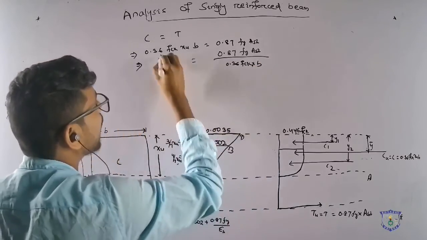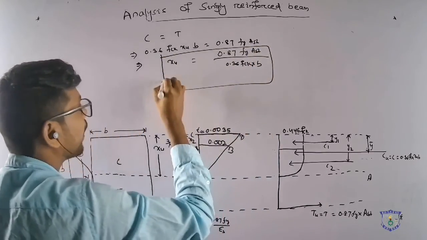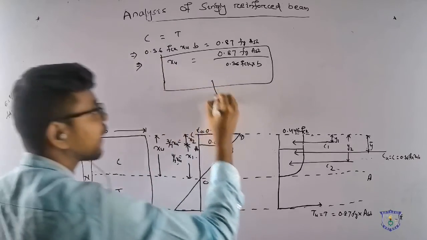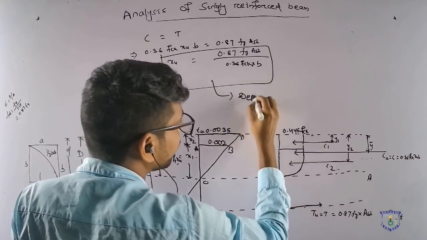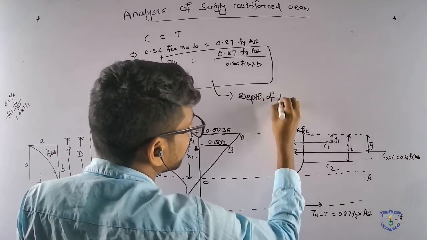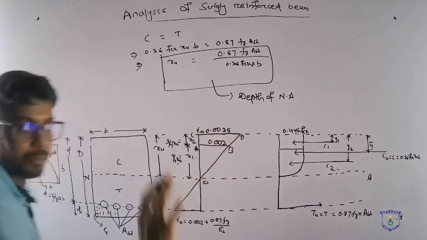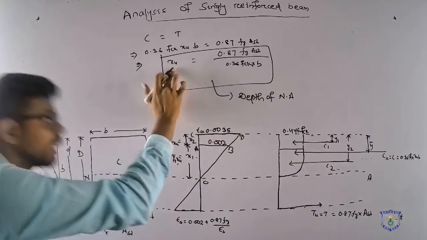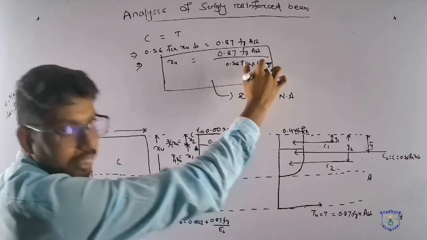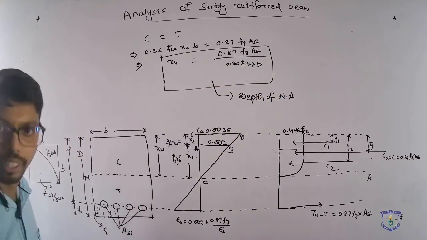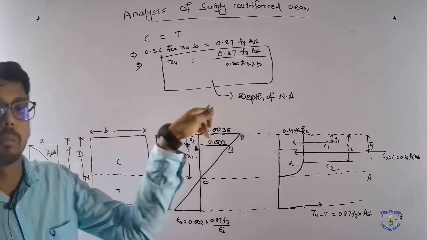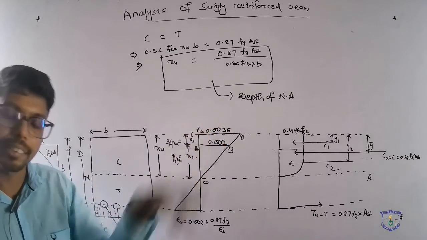This is one of the assumptions we use for the depth of neutral axis in a singly reinforced section. In some code books, XU by D is given by this expression, where D cancels out. But the major thing, the moment of resistance, we will find in the next class.